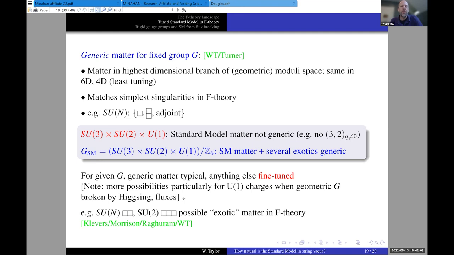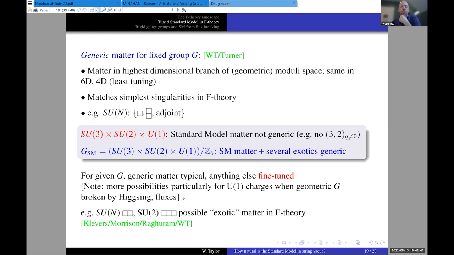So for example, for SUN, the generic matter is the fundamental, the two-index anti-symmetric, and the adjoint. Interestingly, if we take SU3 cross SU2 cross U1, based on the Lie algebra of the standard model, the matter of the standard model is not even close to being generic. In particular, that generic matter doesn't have anything which is charged under all three gauge factors. On the other hand, if we take the standard model gauge group to be SU3 cross SU2 cross U1 mod the sum of Z6, then the standard model matter plus a few exotics are in fact generic.